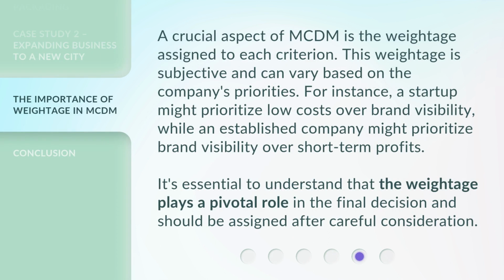A crucial aspect of MCDM is the weightage assigned to each criterion. This weightage is subjective and can vary based on the company's priorities. For instance, a startup might prioritize low costs over brand visibility, while an established company might prioritize brand visibility over short-term profits. It's essential to understand that the weightage plays a pivotal role in the final decision and should be assigned after careful consideration.